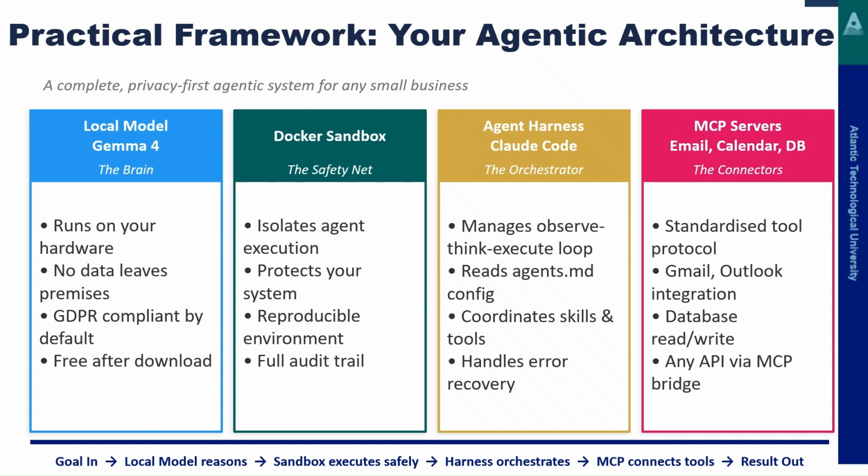So if you had this architecture, you essentially would have a goal in, then the model would start to reason locally. You would need to run the model locally, and then the sandbox would execute everything safely. The harness would orchestrate all of your different agents, and it would also connect the MCP tools to the agent. And then once you have all of that pipeline, it's basically goal in and result back out.